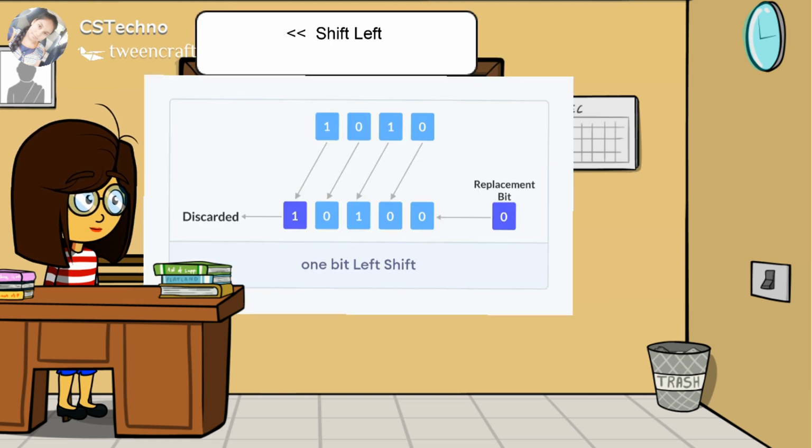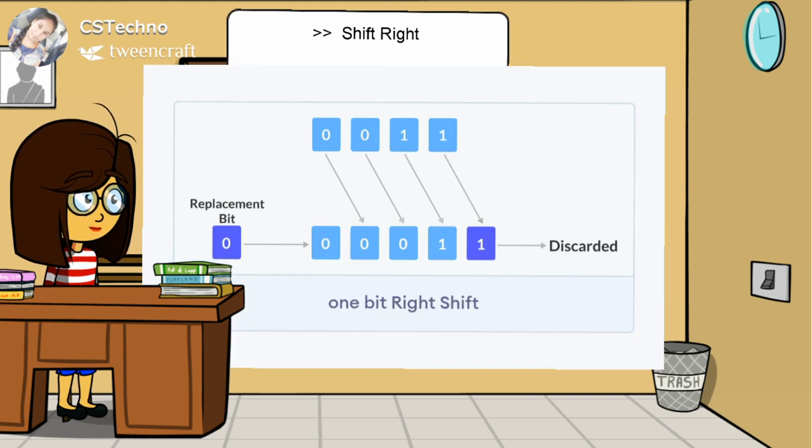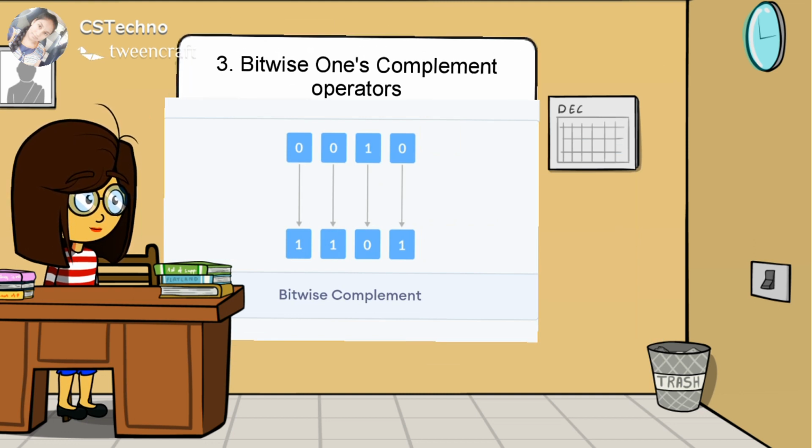First we'll see the shift left operator with an example. Shift left operator is used to move the digits to the left by the number of positions assigned by the user. The empty places are filled by 0. Shift right operator is used to move the bits to the right, and the empty places are filled with 0. Bitwise ones complement operator is used to give the inverse value of the actual value. It changes 0 to 1 and 1 to 0.